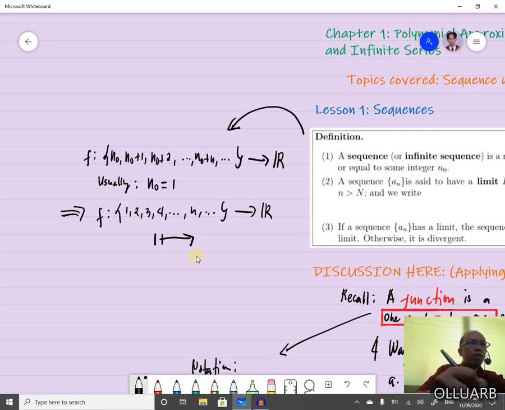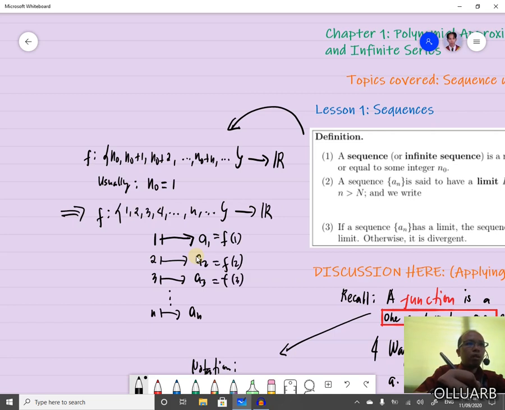So meaning to say here is that the 1 here is mapped to our object in the codomain, which we will be denoting as a 1. When it is 2, we have a sub 2. When it is 3, we have a 3, and so on. You have n, we have a n. And this is our f of 1, and this is our f of 2, our notation before, f of 3, and so on, f of n.